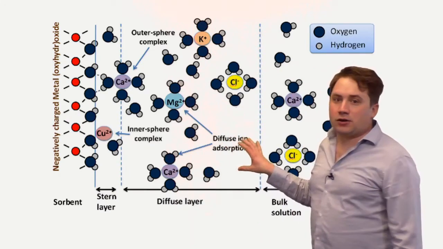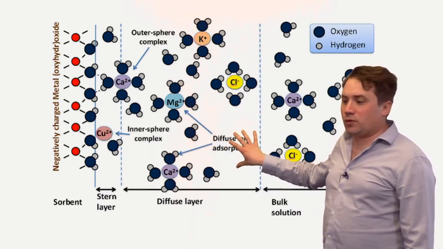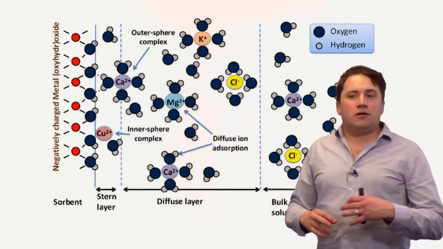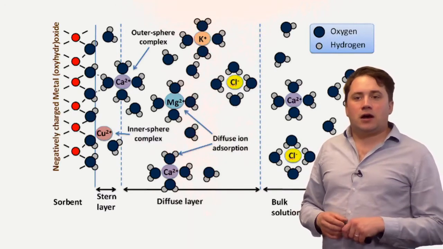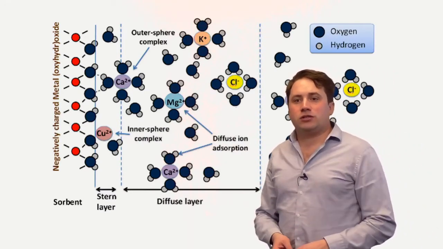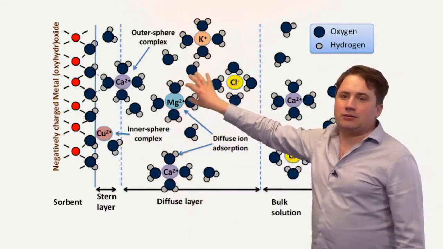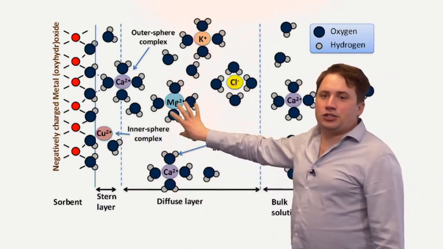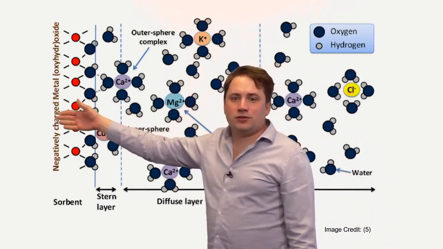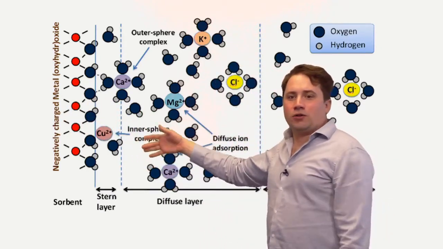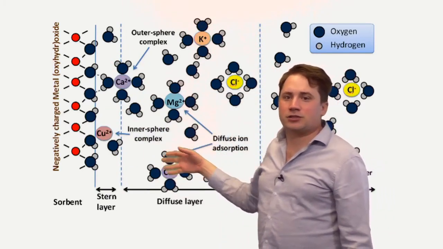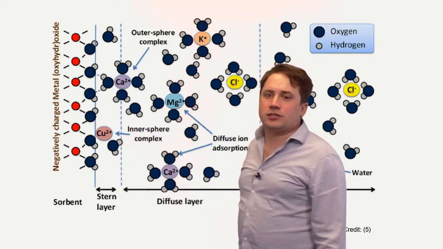The first that we should consider is this diffuse ion swarm. The diffuse ion swarm is simply a lot of positively charged ions that are electrostatically attracted to the negatively charged surface, but aren't in direct contact with that surface. So these are just jostling for position. They're electrostatically attracted to the surface, but other waters and other ions that are closer to the surface are intervening with them, actually directly bonding and attaching to the surface.